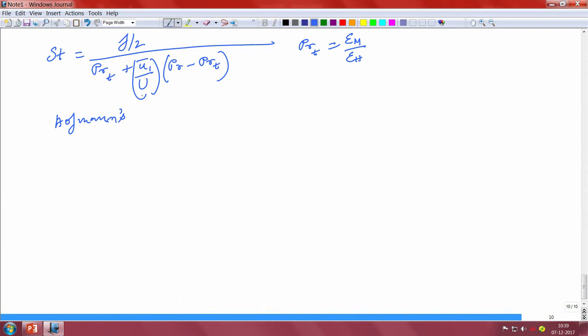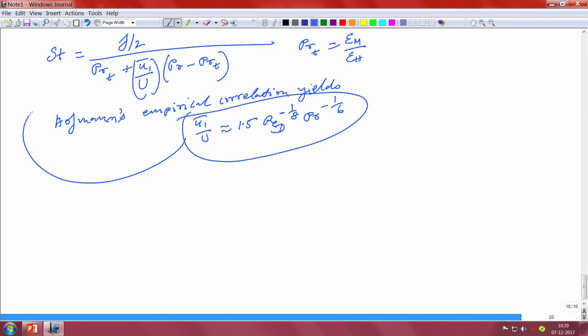Now, Hoffman's correlation, empirical once again, yields u1 bar by u approximately equal to 1.5 Reynolds number d to the power of minus 1 by 8, Prandtl number to the power of minus 1 by 6, something like this. This can now be substituted in this particular expression if you want, and of course, we have the Colburn's empirical correlation.